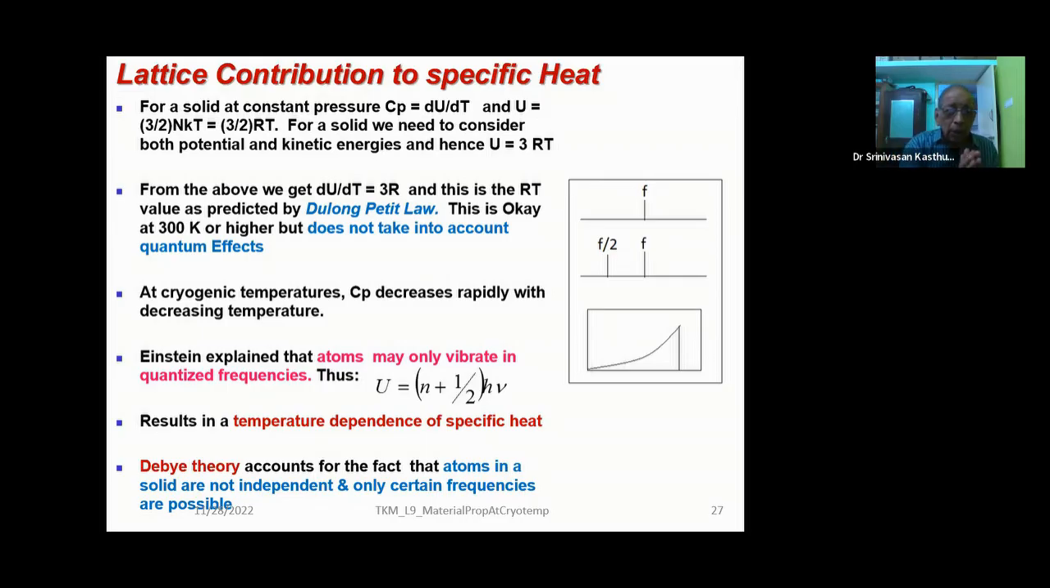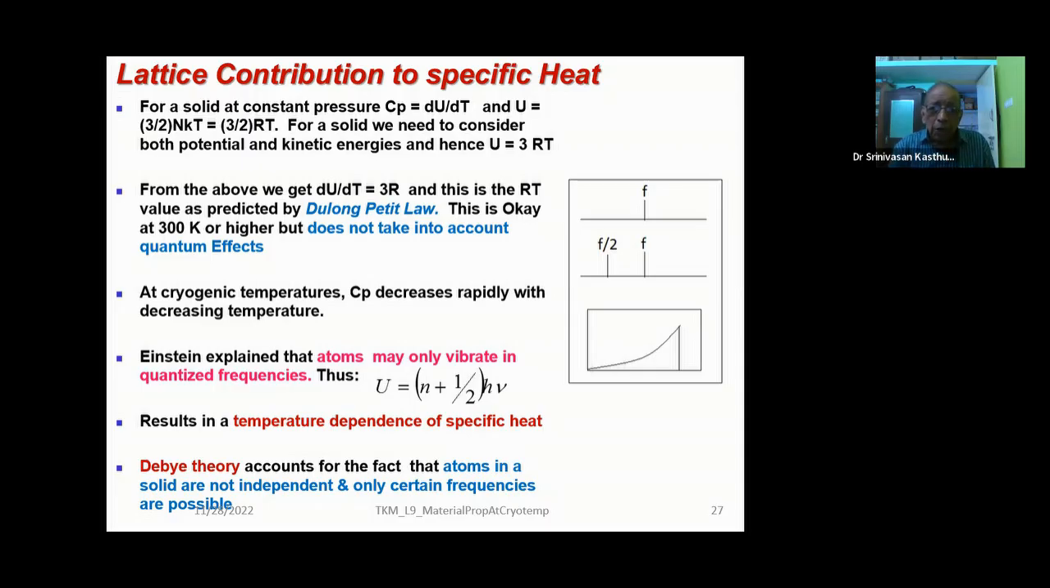First, let us concentrate on the lattice contribution. What is the lattice contribution? It is the contribution to specific heat by the lattice. The lattice has a set of atoms lying there, and there is a motion about the mean position of all the atoms. Now, if you take a solid at constant pressure, what is specific heat? Specific heat is the change in internal energy with change in temperature, dU by dT. That's what specific heat is.